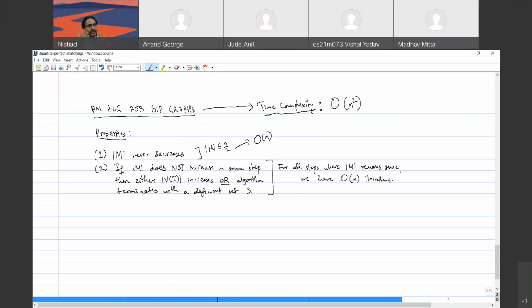So when you assume that the costs are rational, you have a time complexity that depends not only on n, but also on the specific costs, right? And what we want is to get rid of that dependency on the costs. We want an algorithm for minimum cost perfect matching in bipartite graphs that depends only on the number of vertices.